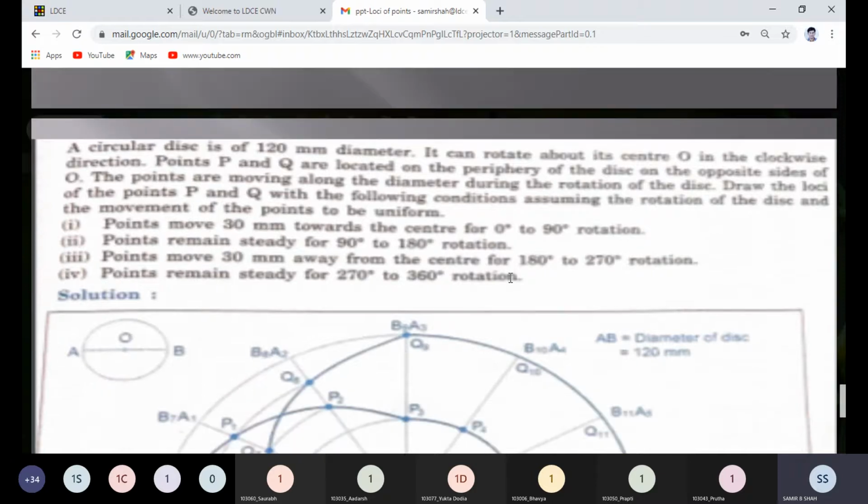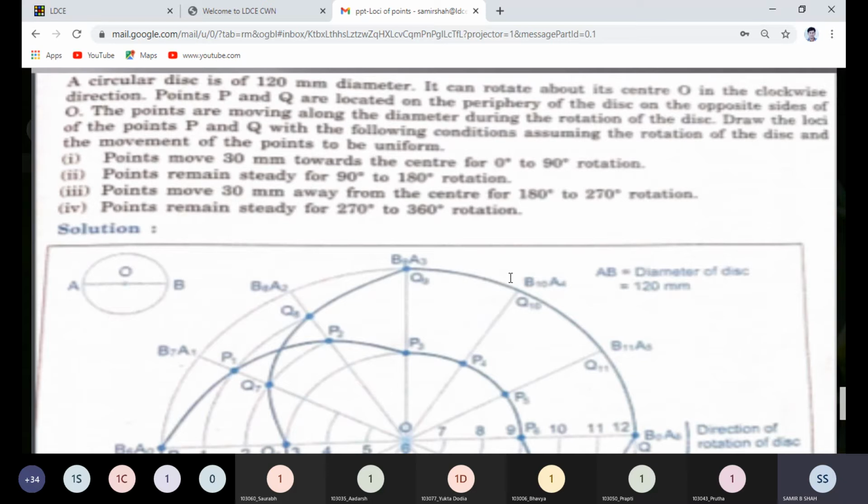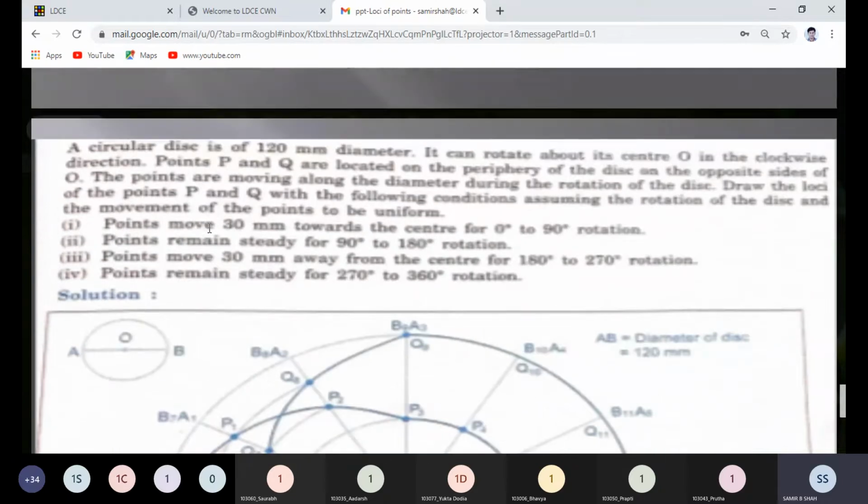Point moves 30 mm toward the center for 0 to 90 degrees. First 30 mm it may move for 0 to 90 degrees. Point remains steady for 90 to 180 degree rotation. Point moves 30 mm away from the center for 180 to 270 degree rotation, and point will remain once again steady for 270 to 360 degree rotation. You just remember all the points. If you have a notebook or book, then mention all the conditions because they are very important to finish our loci of points.